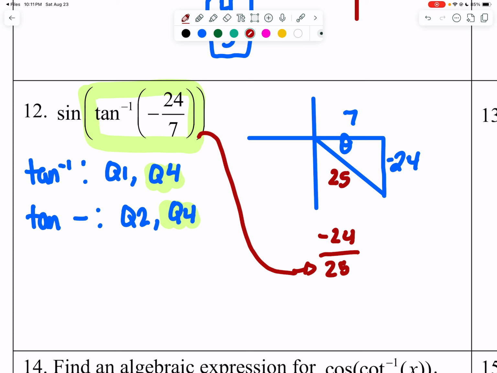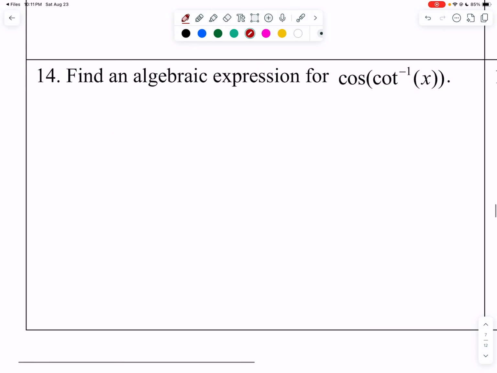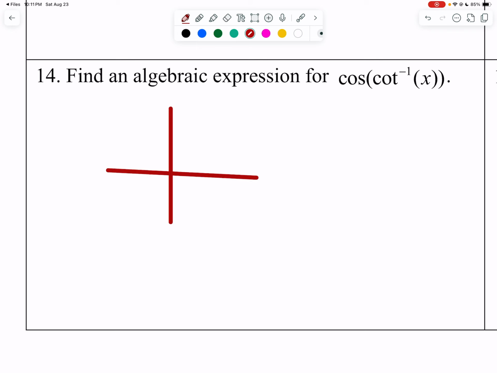All right, so sometimes though, looking at 14 here, sometimes we need to find an algebraic expression. So we don't have numbers anymore. Oh no. Now what we're going to do is always put this in quadrant 1 and hope for the best, honestly. We want to find an algebraic expression for cosine of inverse tangent of x.